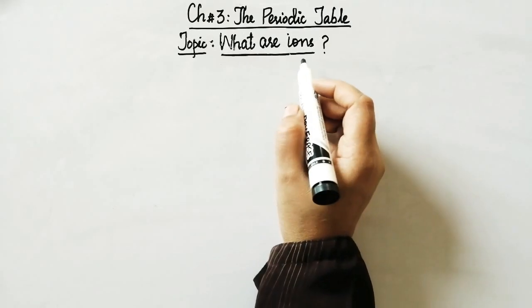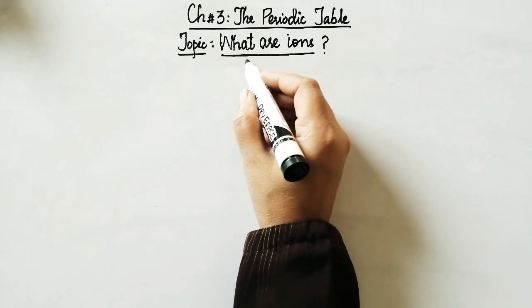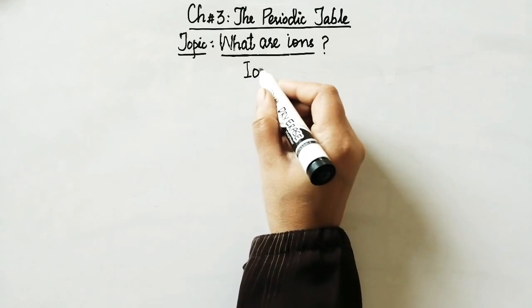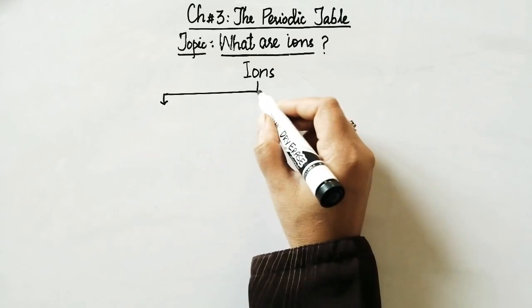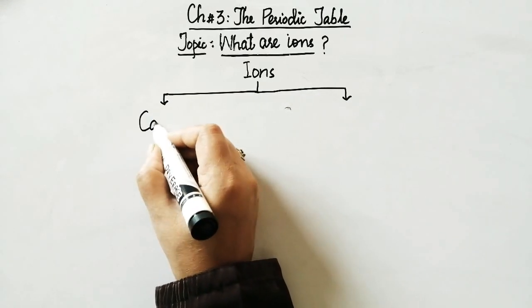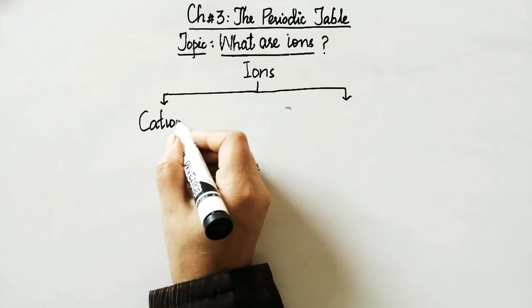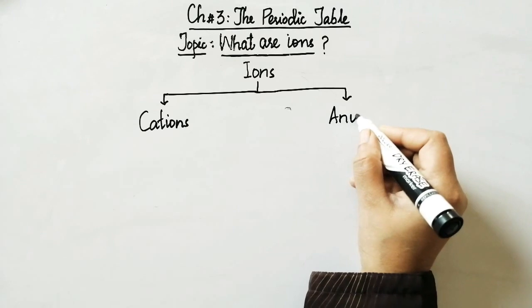Dear students, ions are basically of two types. ions की दो types होती हैं या दो kinds होती हैं. ions को हम दो types में divide कर सकते हैं, in which the first type is called cations, while the second type is called anions.